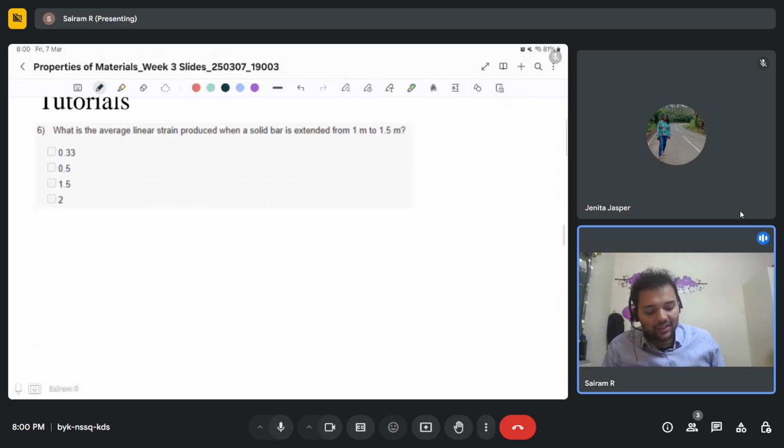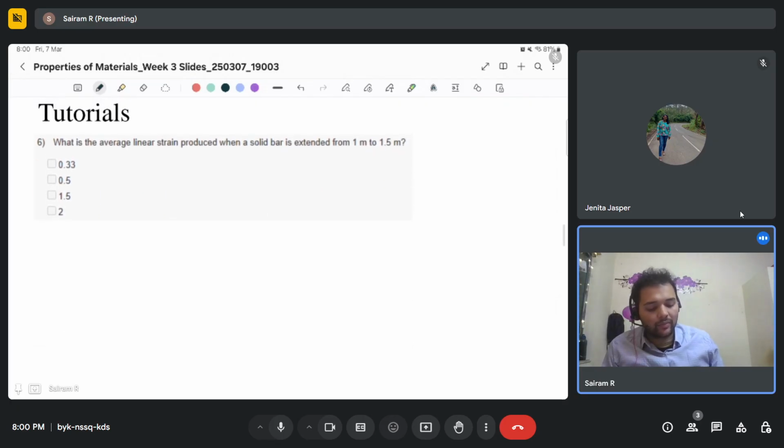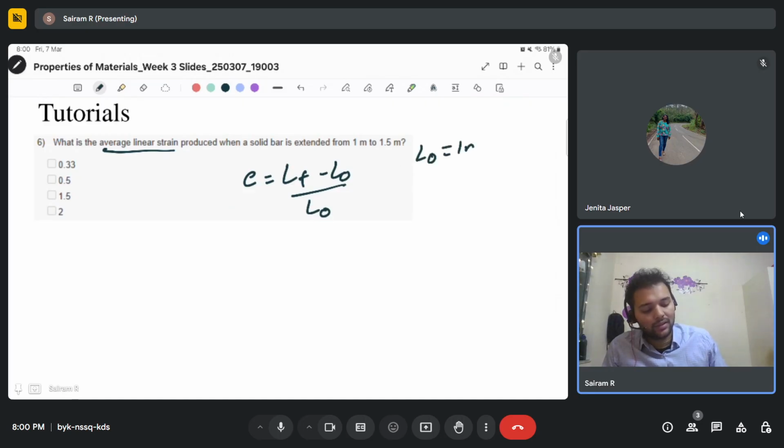What is the average linear strain produced when a solid bar is extended from 1 meter to 1.5 meter? Average linear strain, which is engineering strain, e equals L f minus L naught by L naught is the formula. Here L naught is 1 meter, L f is 1.5 meter. If we do this, 1.5 minus 1 by 1 gives us 0.5. The value of this is 0.5.